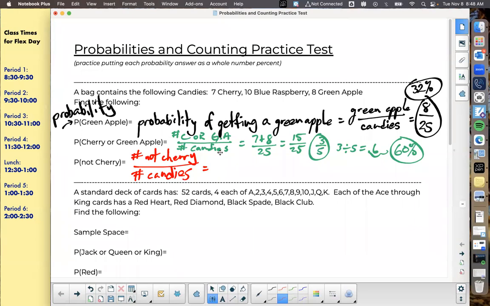Not cherry. Well, not cherry would mean everything that is not cherry. So there would be 10 blue raspberry and 8 green apple that aren't cherry. And there are 25 candies. So we've got 18 out of 25. I don't think that reduces. So on my calculator, 18 divided by 25, that'll give me 0.72. I move it over twice, and that would be 72%.